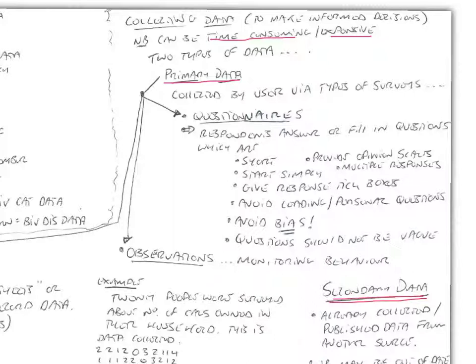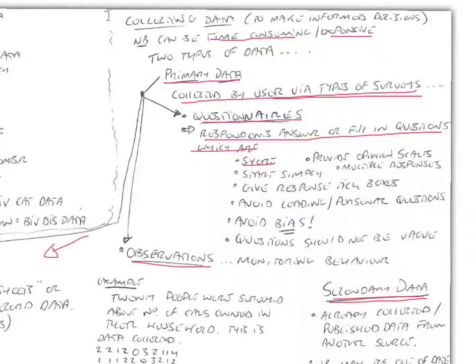Okay, primary data is data that's collected by the user for use to make their own decisions. So it's data that's collected first-hand via different types of surveys. Now surveys can take several forms, but the three main forms are questionnaires, observations, and we'll look at experiments in a minute. Okay, so questionnaires involve respondents answering or filling in questions which are, or should be, short.